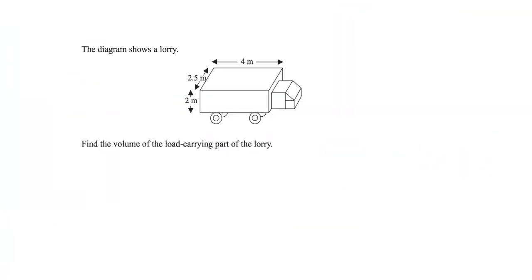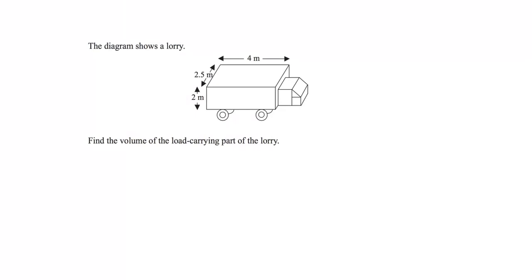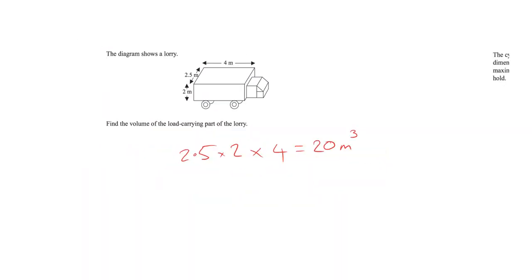Now, let's go through some examples. We've got a lorry here. We're going to find the volume that this lorry can carry. It doesn't matter which way around we think of that cross-section. Let's do the 2.5 times the 2. We're going to get that and multiply it by how far along that goes, by 4. So 2.5 times 2 times 4, we are going to be left with 20. So we have 20 meters cubed. It's a cubic unit because we're dealing with volume.